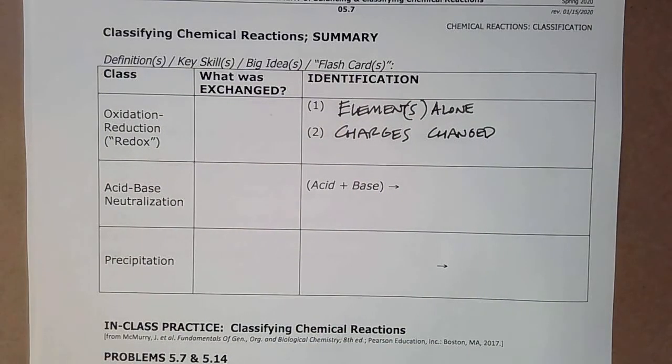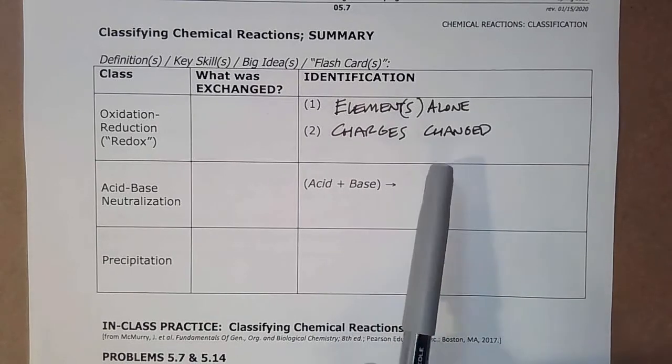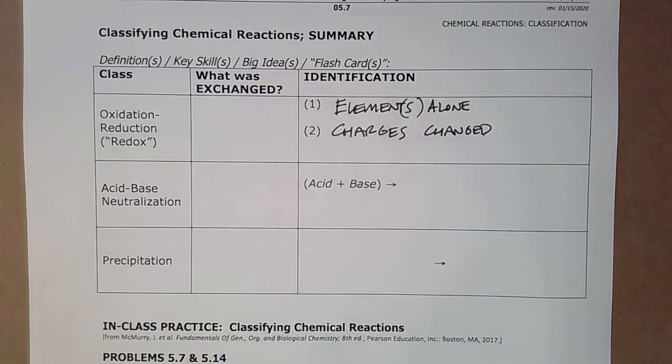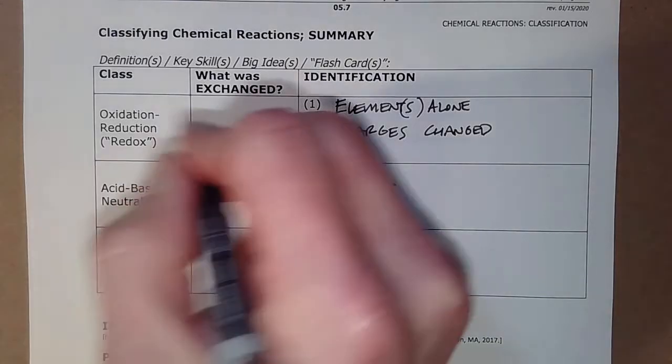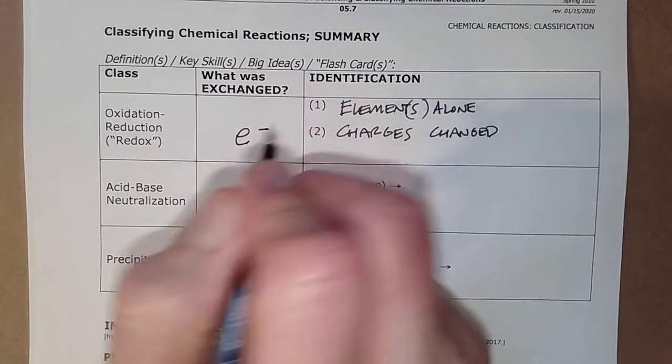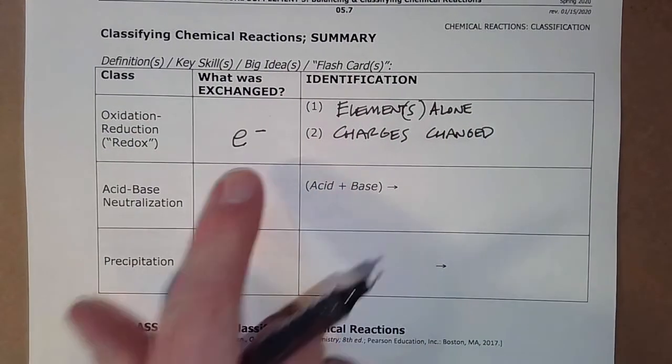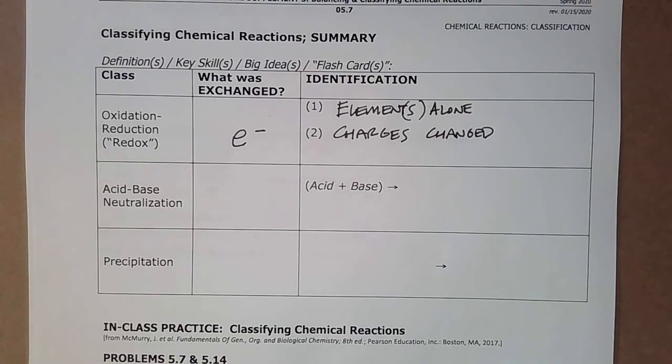Now, what would be exchanged that would make charges change and would make elements alone with a charge of 0 have a different charge when they're in a compound? What's being exchanged that would make charges change? Electrons. That's the mechanism. Here's how we recognize a redox reaction. And the mechanism is somebody's giving up electrons and someone is gaining electrons.